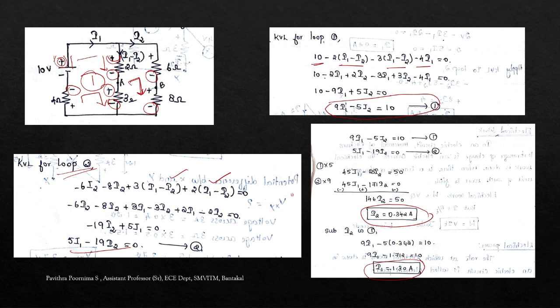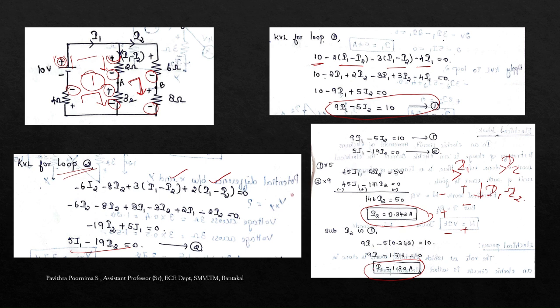So before applying the KVL, make sure to mark the direction of I1 and I2, and if there is a common branch then I1 minus I2, and then the polarity according to this direction: plus minus, plus minus, plus minus. Then writing the KVL equations, we get I1 and I2. And what is the question? What is the current through the 10 volt source? For the 10 volt source, I have considered the current as I1. So the answer for I1 is 1.30 amps. So 1.30 amps is the current that flows from the 10 volt source.